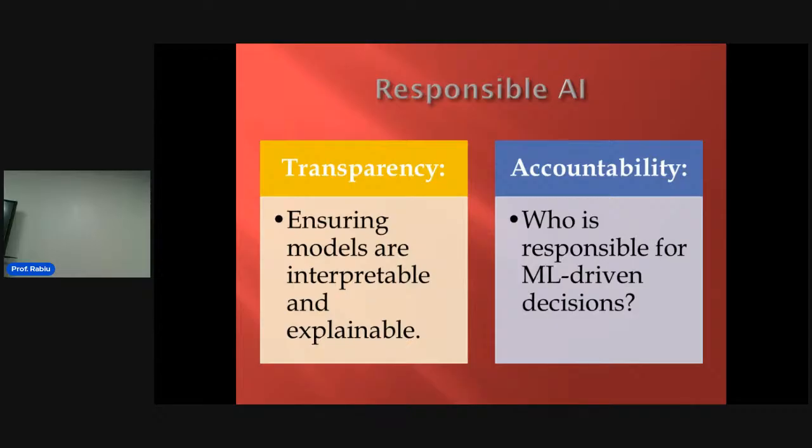So we have to be careful of being transparent and also being accountable, right? Who is responsible for a machine learning driven decision? Is it the machine or the human? The machine, which machine? The human, who is the human? This is the problem. And that is one of the reasons why we cannot depend on conventional AI, especially generative AI, where we depend on them to provide the service.